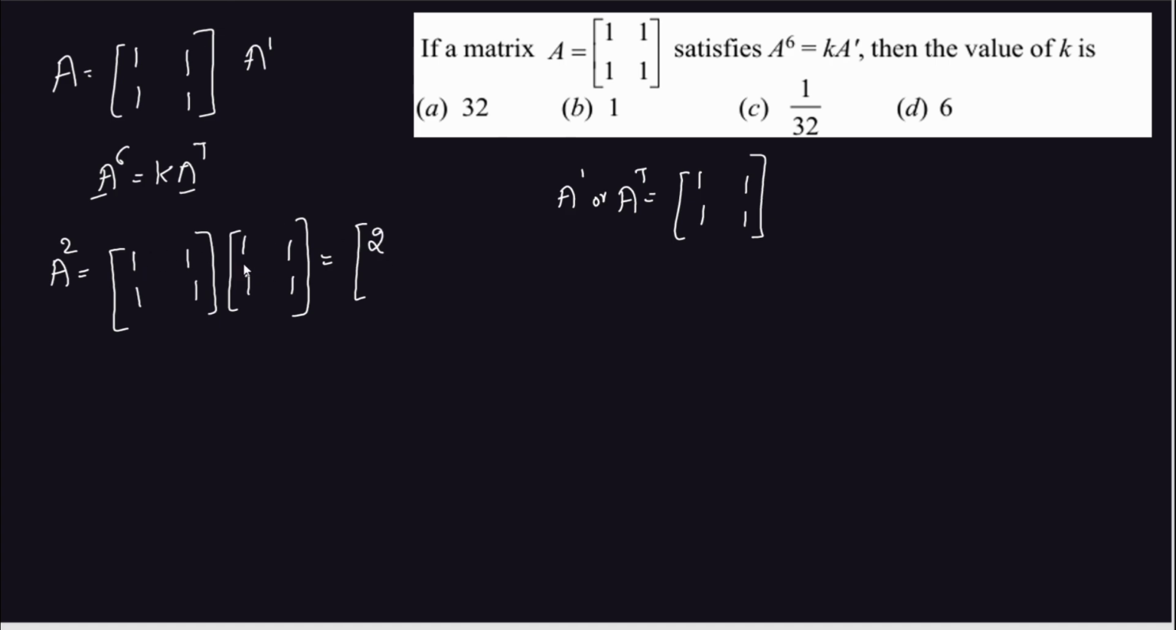Next, first row, second column: 1 into 1 is 1 plus 1 into 1 is 1. So, 1 plus 1 is 2. Similarly, second row with the first column gives me 2. Second row with the second column also gives me 2.